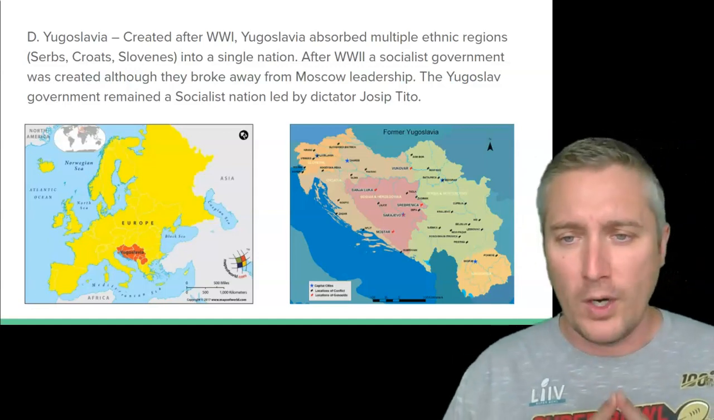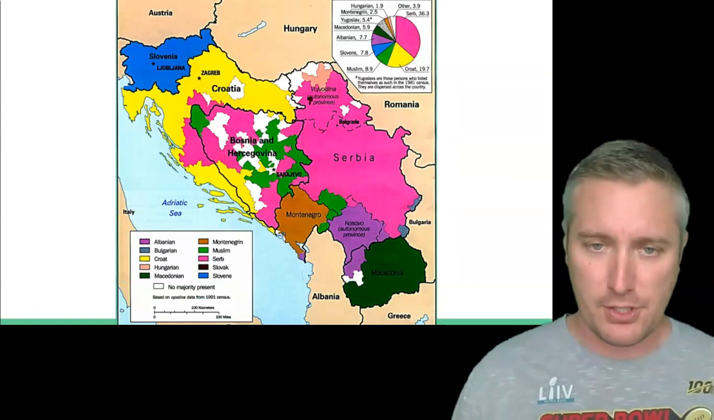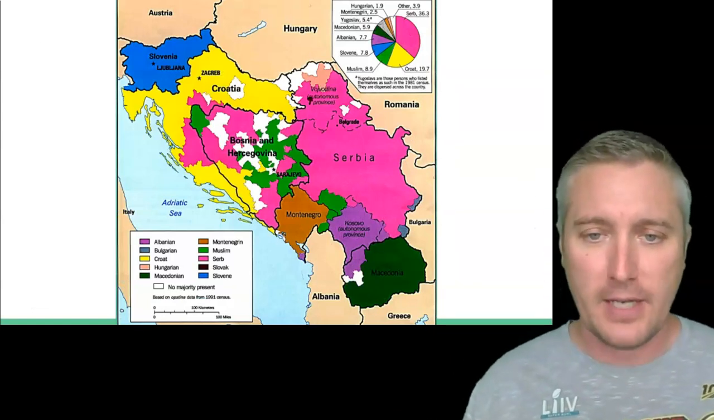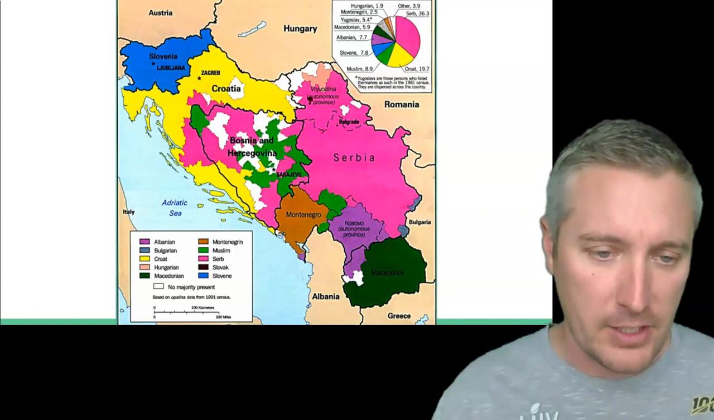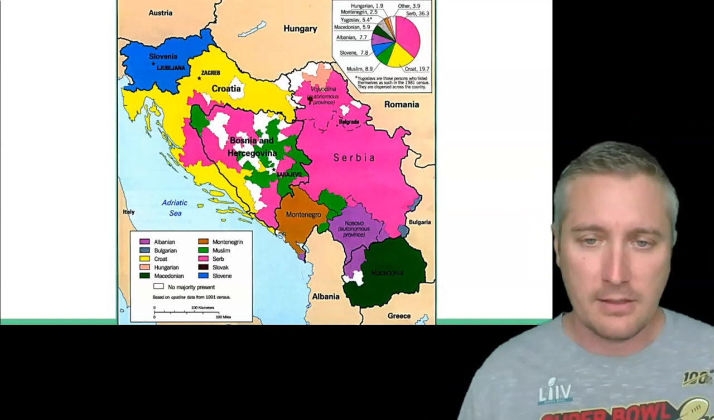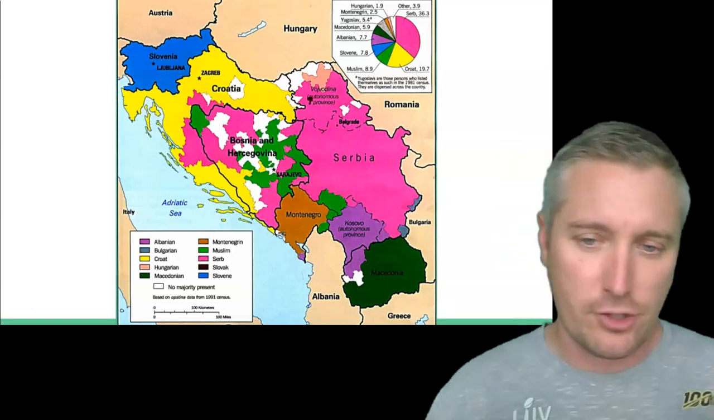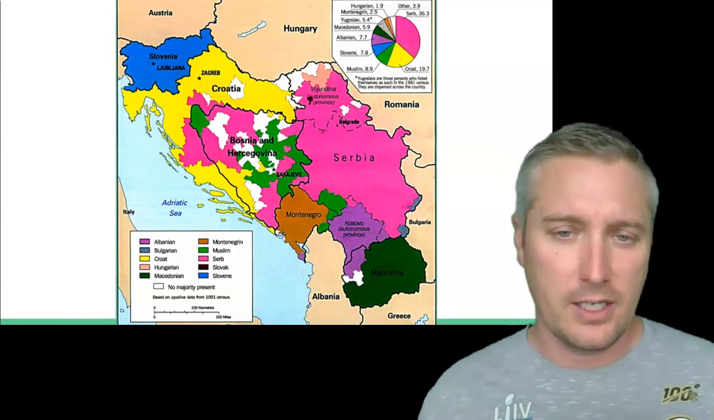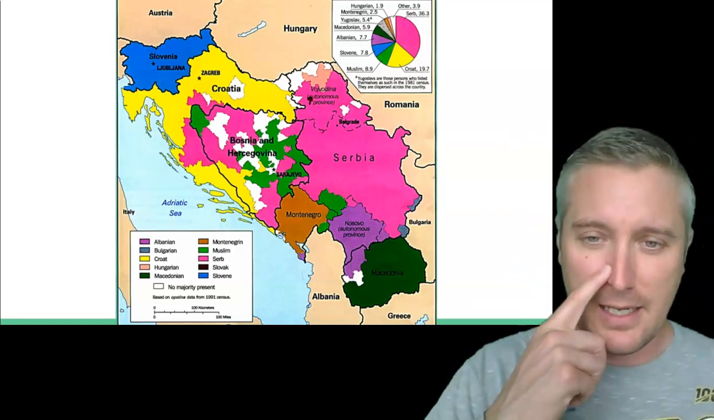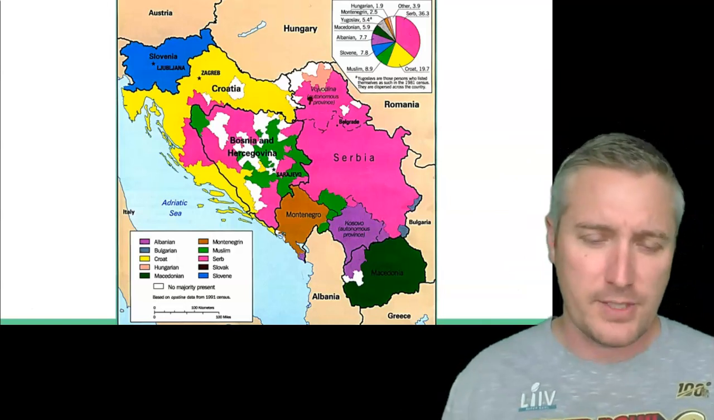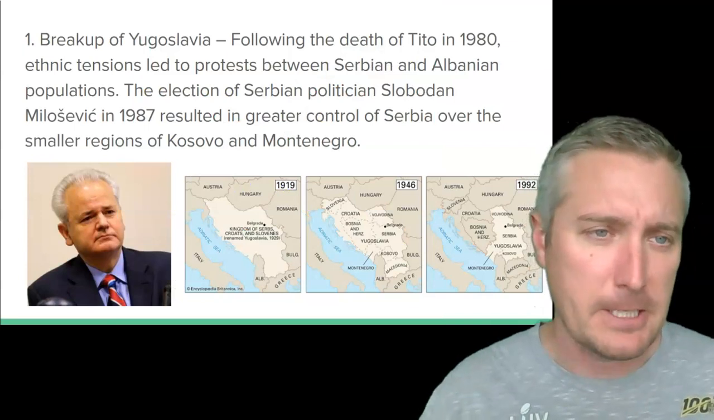So what ends up happening is after he dies and after the Soviet Union collapses, this is a great map showing you all the different ethnic groups located within what was once Yugoslavia. So you can see there you got over 10 different ethnic groups that are present. And a lot of these, it's not just issues of race. It is religion as well. You got Christians versus Muslims. You got just all different types of people that are jam-packed into a very small area here.